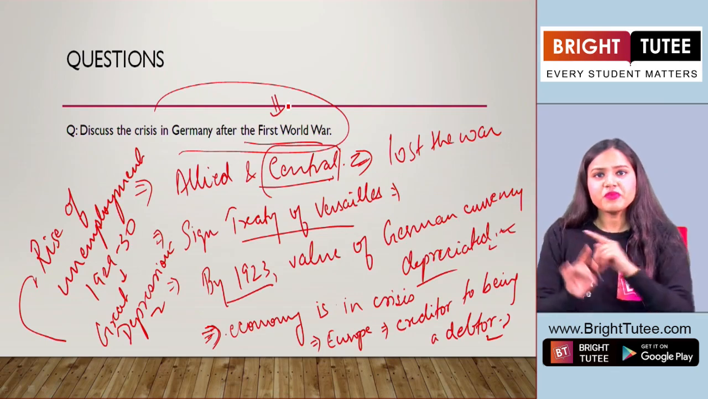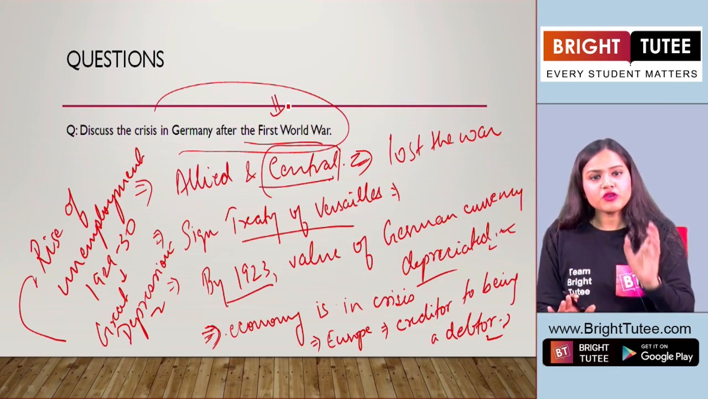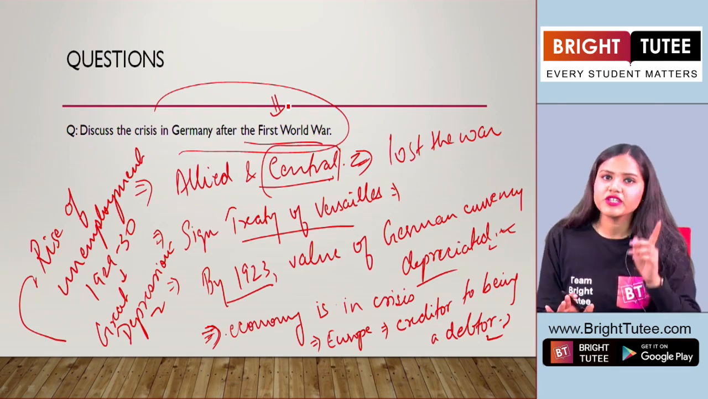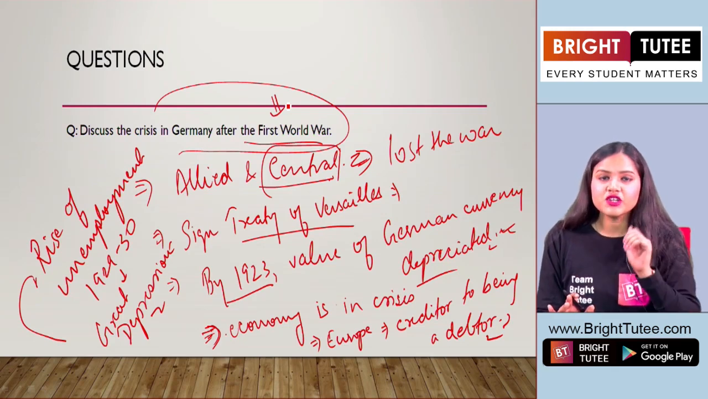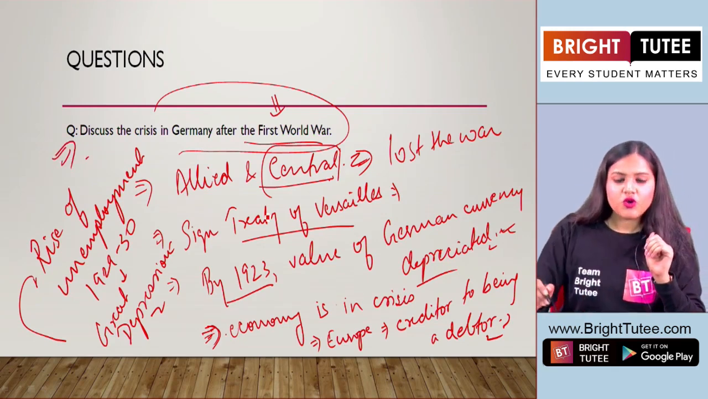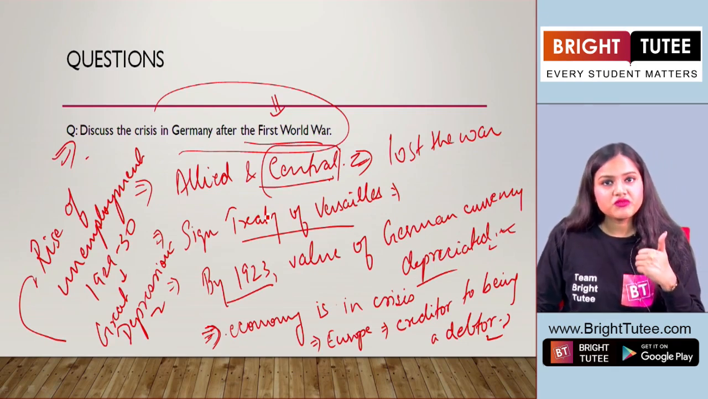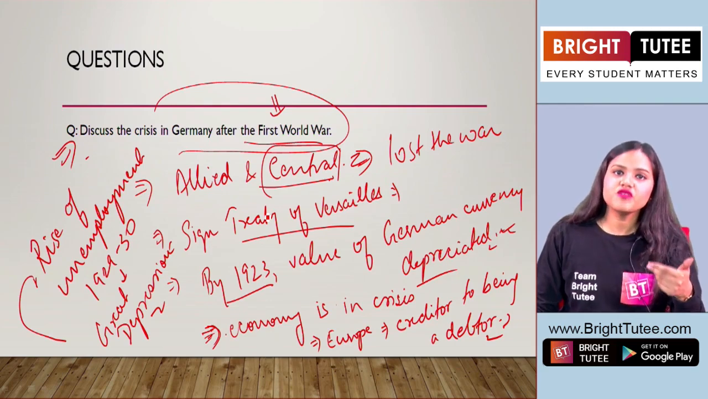Now, I have been repeating these points time and again here. So, you have to keep these basic points in your mind, students, because these are some of the very important questions that can be asked in your exam as well. So, therefore, just memorize all the important points related to the Treaty of Versailles and what was the situation of Germany after the First World War.